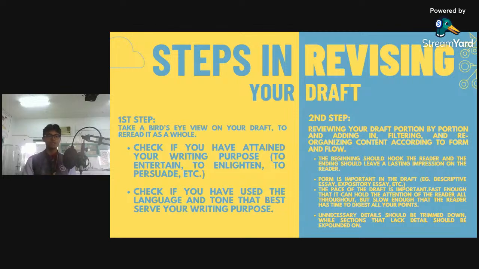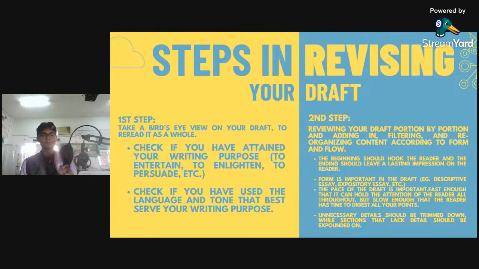As you can see below here, there are some bullet points. This is the important process of how we can implement a bird's eye view on our draft. The first one is check if you have attained your writing purpose: to enlighten, to entertain, or to persuade. This means check if your whole draft is organized, right? Check if it's sending a clear message, because without a clear message, like I said, it might be disorganized. So things could really get messy. You guys know what I'm saying?